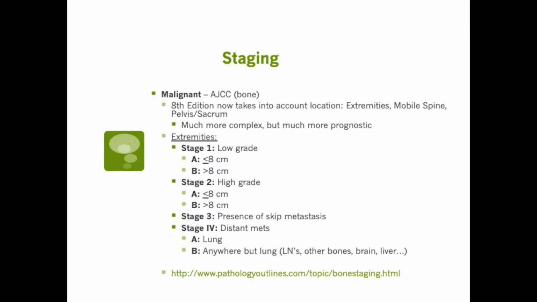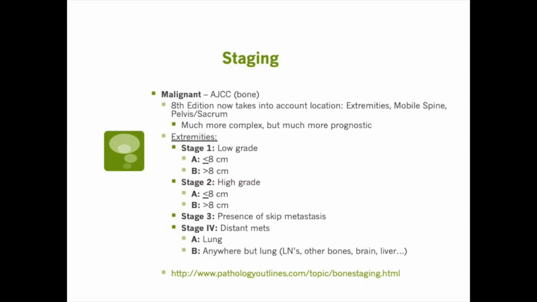The other side of that is the American Joint Committee on Cancer, or the AJCC staging, which is much more complex. It now takes into account the location of it, the size of it, the grade of it, presence or absence of mets, and the type of mets that it has. So for our purposes and for most testing purposes, they're going to talk about the extremities staging, but it is now for the first time ever broken up into extremities, mobile spine, pelvis, and sacrum.